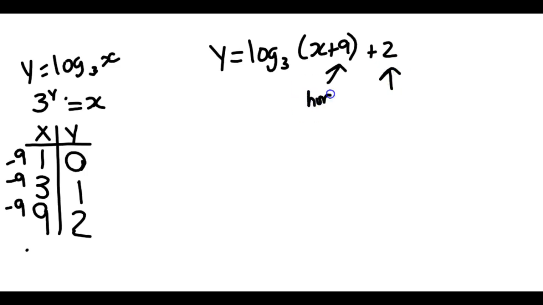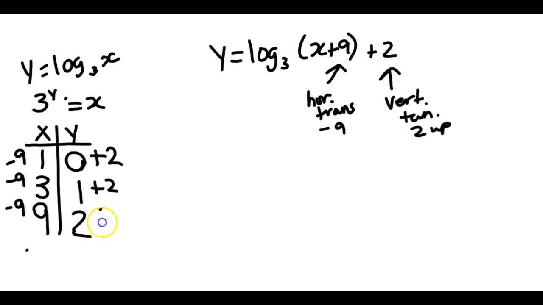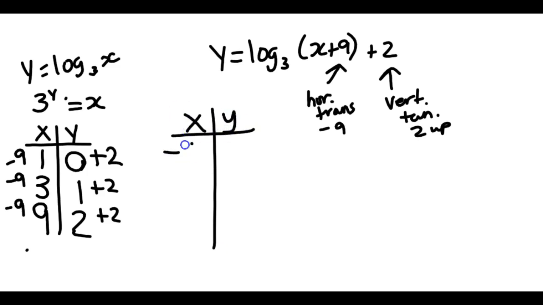So we said this was a horizontal translation. The vertical translation is up, so that means we're going to add 2 to all of our y's. Okay, so my new table is going to be minus 9 plus 1 is minus 8, minus 6, and 0. And then I have 2, 3, and 4.